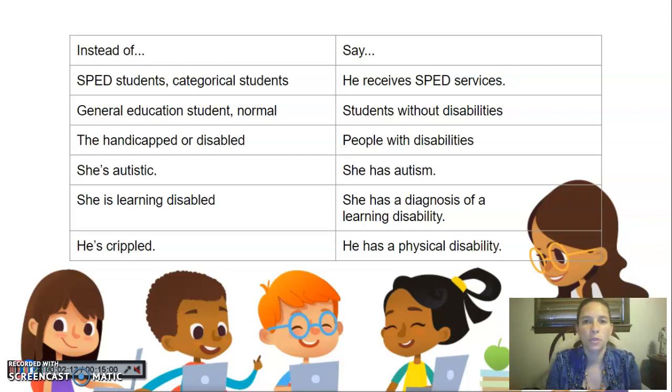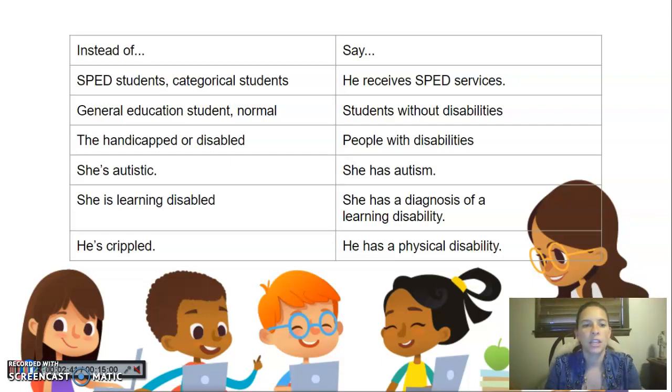Sometimes we can group students into just a group based on their disability. So we will say the handicapped or the disabled. Again, we need to put the person first, saying people with disabilities. Other examples of language that we can correct includes she's autistic. Instead, we should say she has autism. Or she is learning disabled. Instead, saying she has a learning disability.